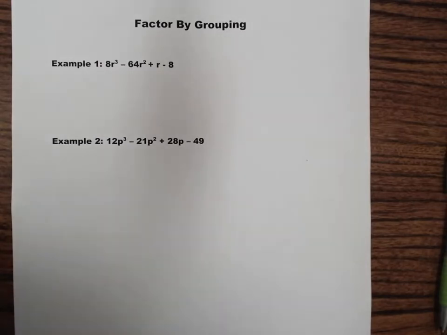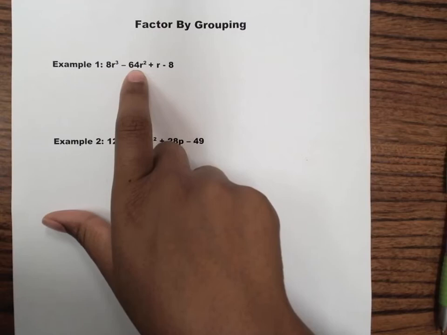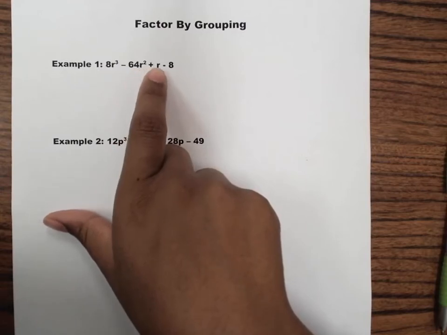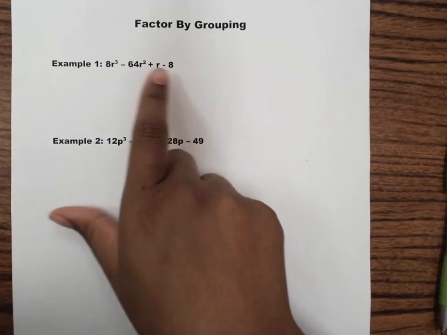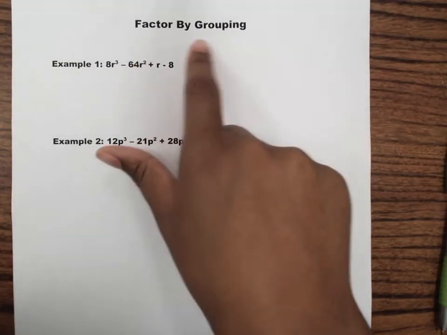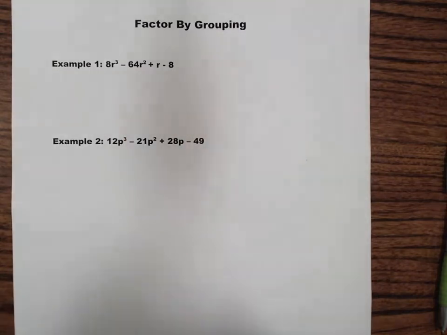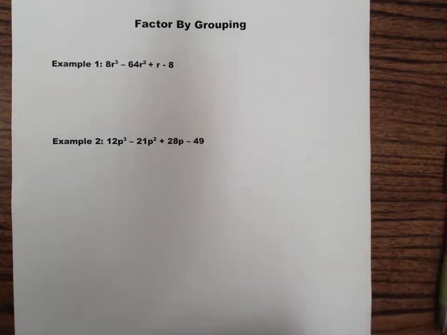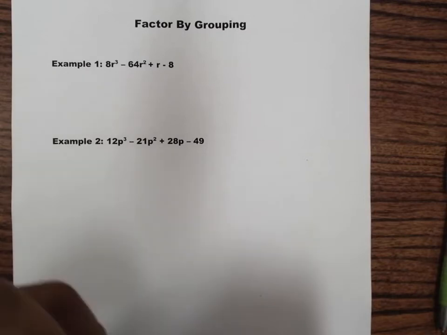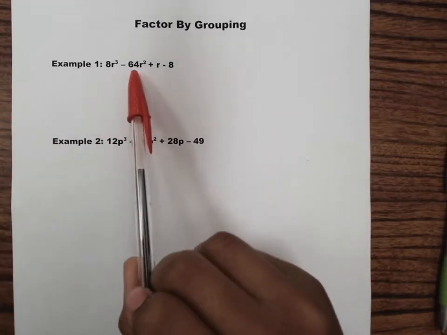So we're going to start with the first one, 8r cubed minus 64r squared plus r minus 8. The reason that this has to be factored by grouping is because if you remember the definition of factor by grouping, it is when you have four or more terms. And when we group, what we want to do is put two of the terms together. So typically, the first two terms will match up.